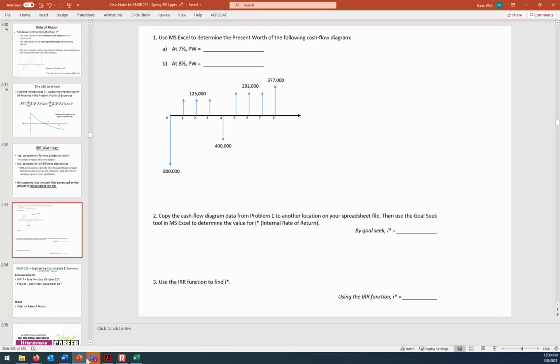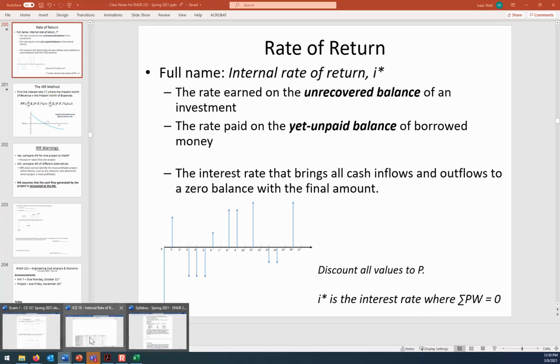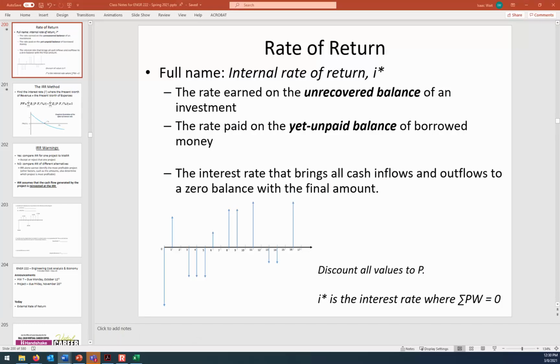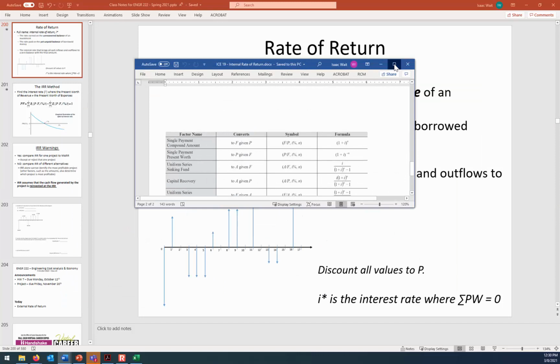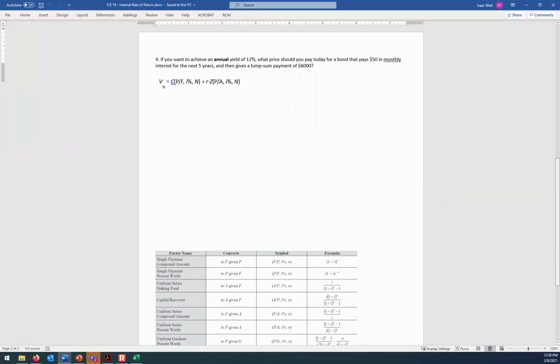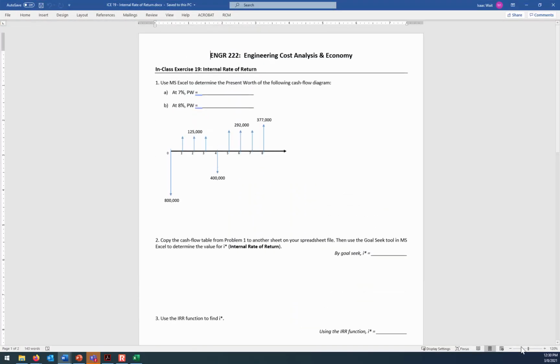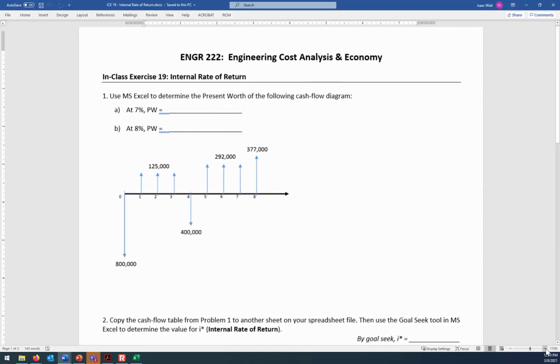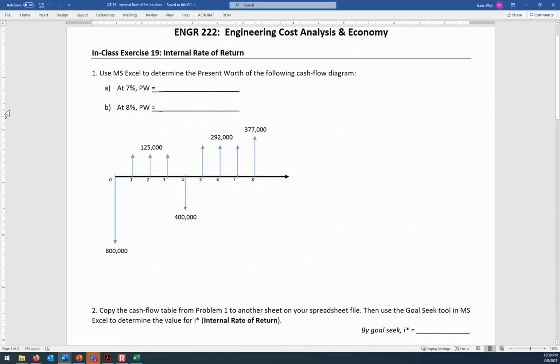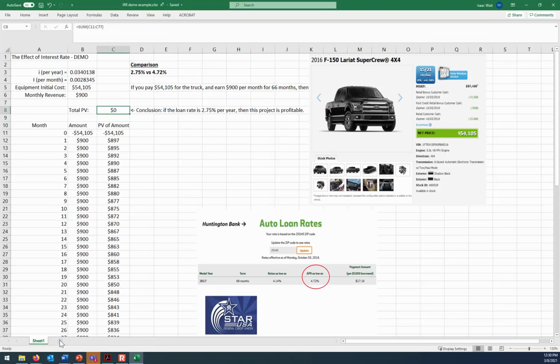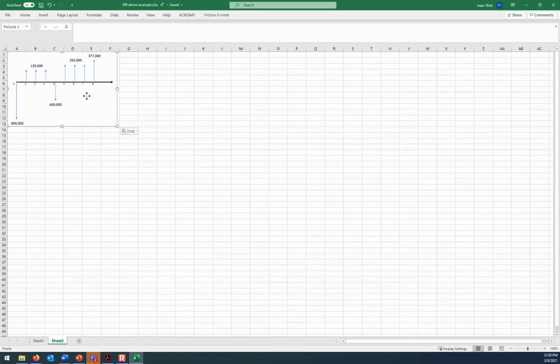Okay, so here is today's in-class exercise. Let me pull it up. It's ICE 19, internal rate of return, on the other screen. All right, so I've given you a cash flow diagram, and I'd like you to use Excel to find the present worth of this at 7% and at 8%. And so what you need to do is translate this cash flow diagram into a cash flow table.